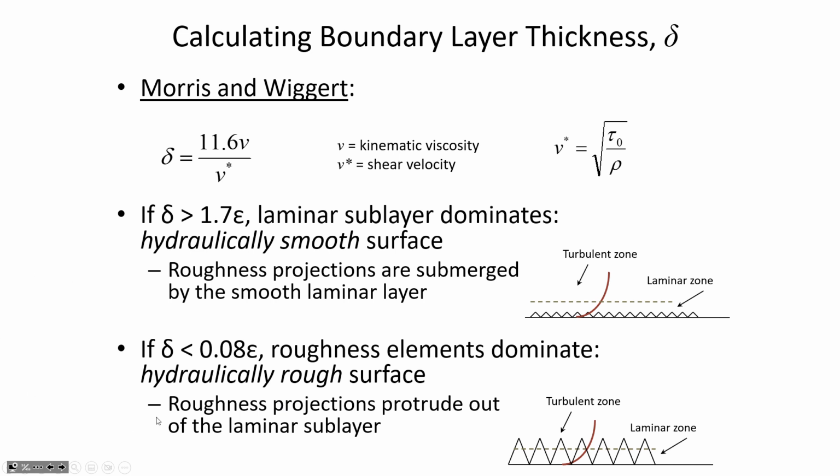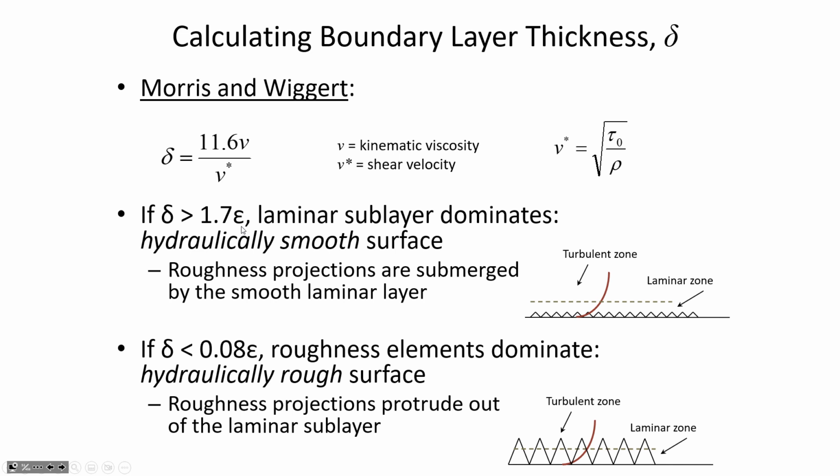Here, there is also a transition zone where it's not necessarily hydraulically smooth and it's not hydraulically rough, but there are at least endpoints where we could say firmly that either the laminar sublayer is dominating or the roughness elements dominate the effect of energy loss in the pipe.